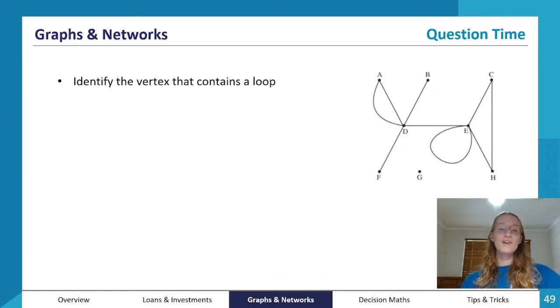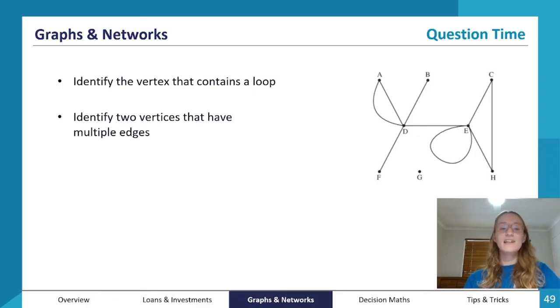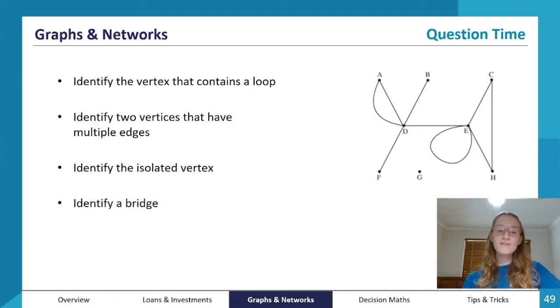So identify the vertex that contains a loop. Identify 2 vertices that have multiple edges. Identify the isolated vertex and identify a bridge. So the vertex that contains a loop, I'm sure you can see would be E because the edge is connecting from E straight back to itself.